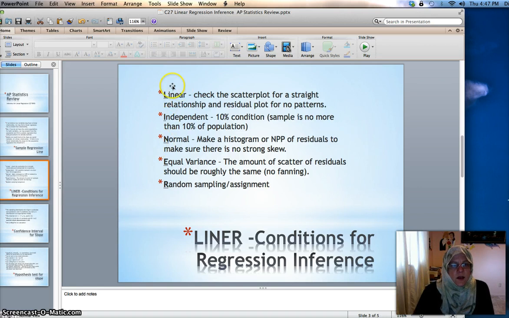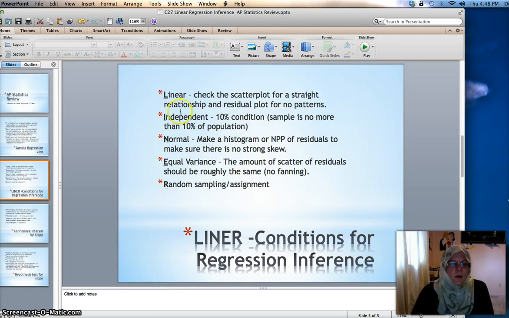The L in LINER stands for linear, and to check that, you should check the scatter plot for a straight relationship, and you should check the residual plot for no patterns. To prove that you've checked this condition, you would make a small sketch of both and a brief comment on both. Just saying yes is not good enough. When you're checking conditions, you don't need to have scale or label your axes, although it would be appropriate to say which one's which. This is the residual plot, this is the scatter plot.